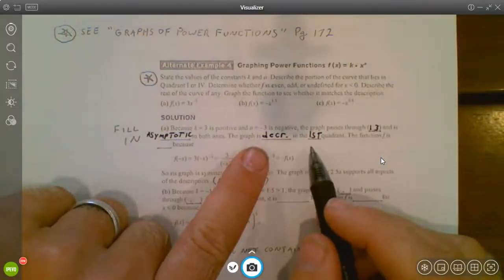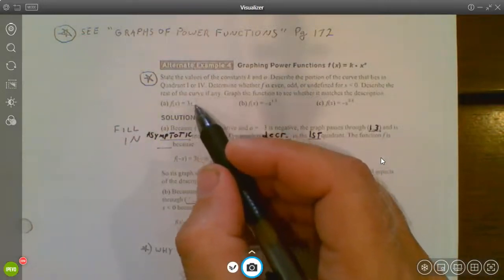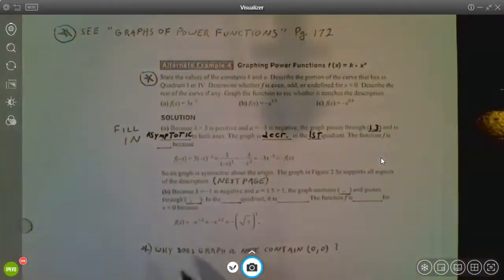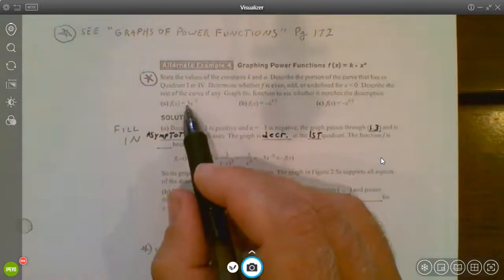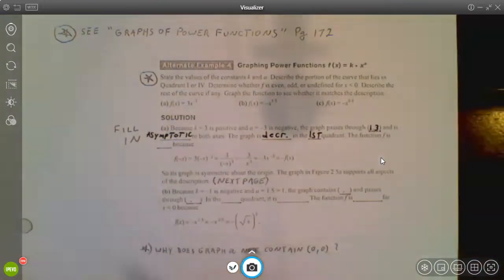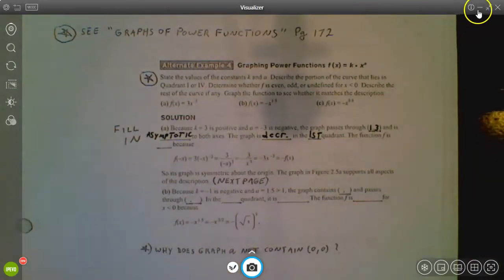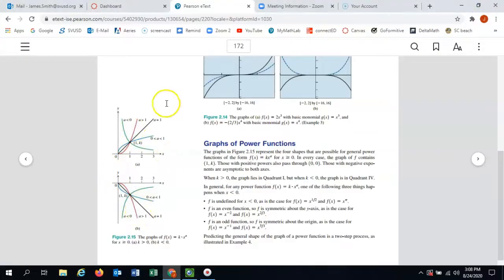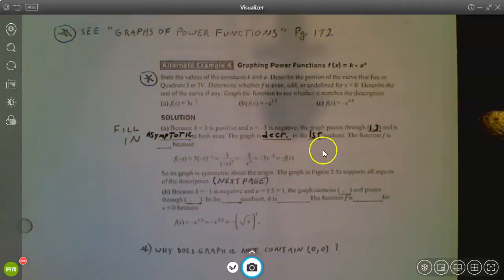Decreasing in the first quadrant because of this guy, right? And because this is positive, right? If this guy were negative, then we would be in the fourth quadrant. So just keep in mind that's what this guy was. If your k is positive, you're in quadrant 1. If k is negative, you're in quadrant 4. That's what those are telling you.